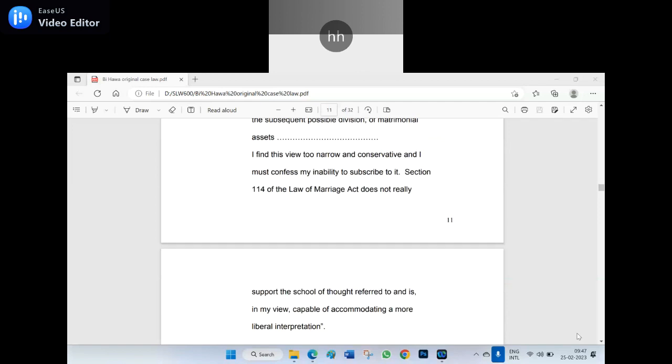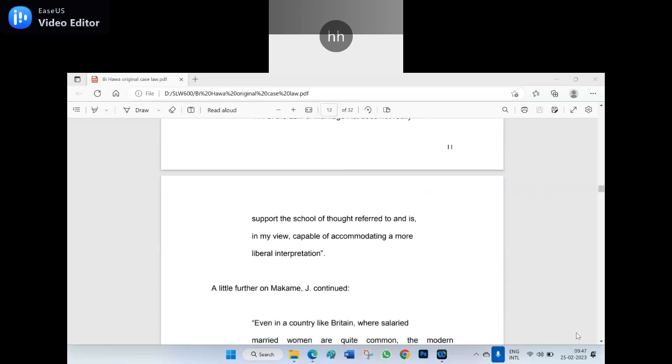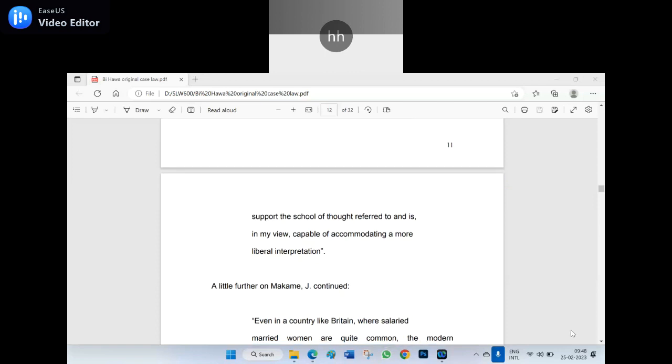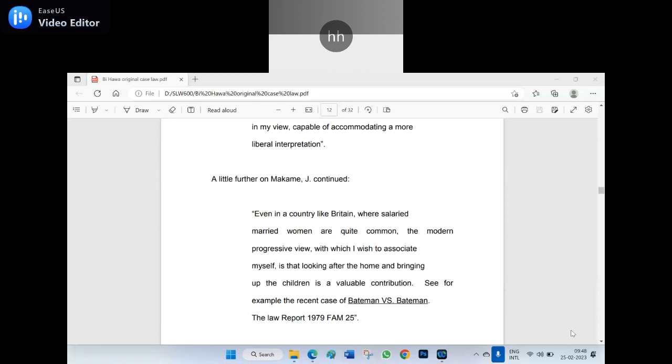So now section 114 of the Law of Marriage Act does not really support the school of thought referred to, and is capable of accommodating a more liberal interpretation. A more liberal interpretation, if you take it, you can make it in application. There you can say a broader view is taken. Yes, domestic service is also equivalent to the earning. But here in the case law, because she is only devouring things, it will not be applicable, because several times the husband has given the money to do a particular thing, but she consumed it or gave it to her own relatives.